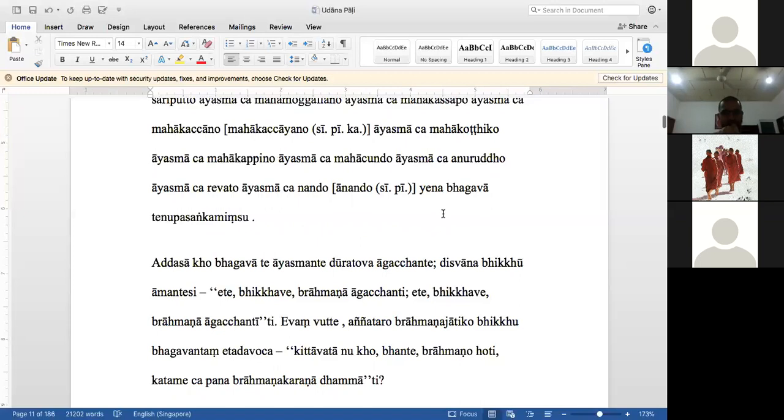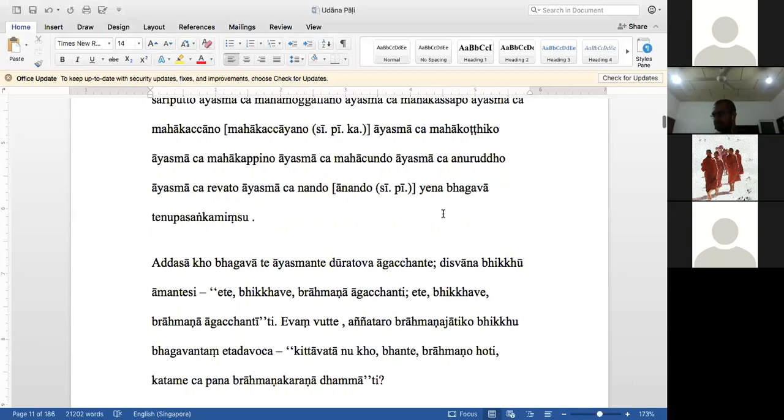Ete bhikkhave brahmana agacchanti. Bhikkhus, those Brahmins are coming. Evam vutte annataro brahmanajatiko bhikkhu Bhagavantam etadavoca. When this had been said, a certain bhikkhu who was from a Brahmin caste said this to the Blessed One.